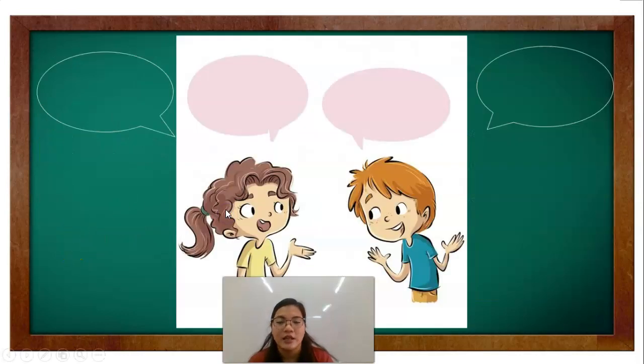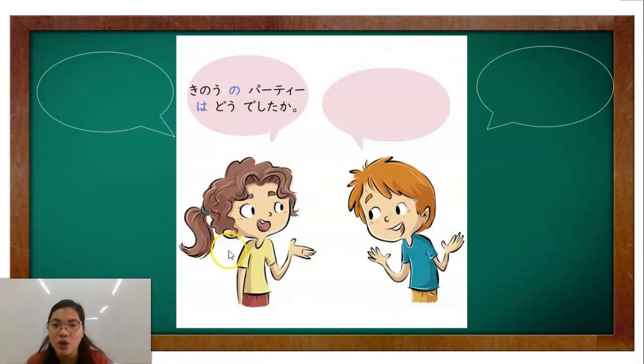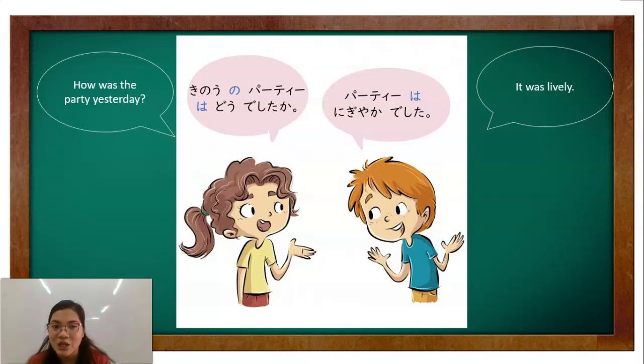Okay? Next is another example for that. We say, 昨日のパーティーはどうでしたか? That means, how was the party yesterday? And he answered, パーティーは賑やかでした. It was lively.